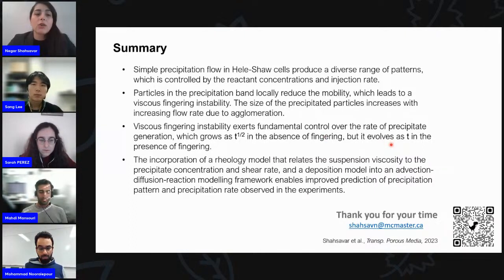And we incorporated a rheology model that captures the precipitation concentration and shear rate, and also a deposition model into an advection diffusion reaction model framework. And we could predict a precipitation pattern and a precipitation rate that we observed in the experiments.